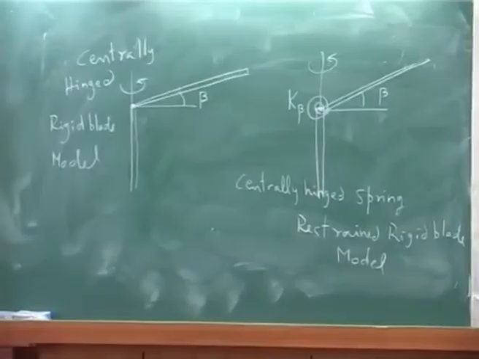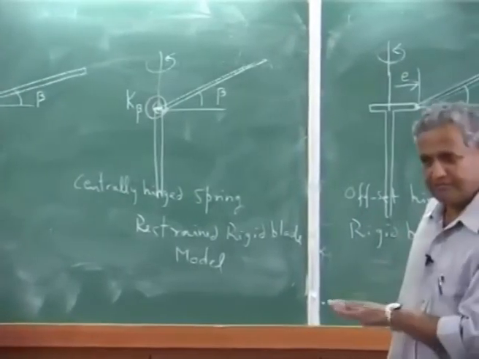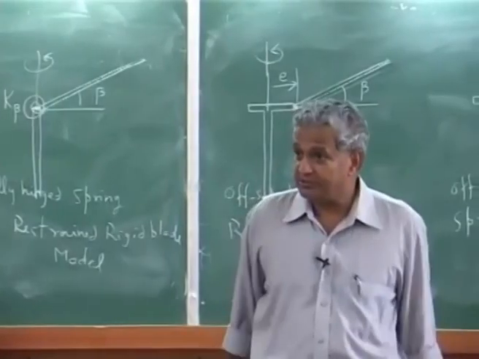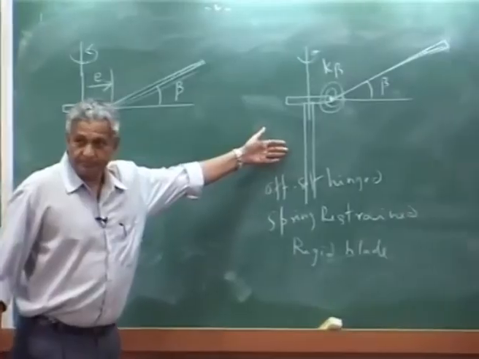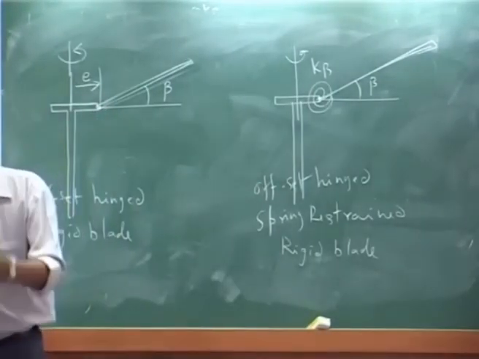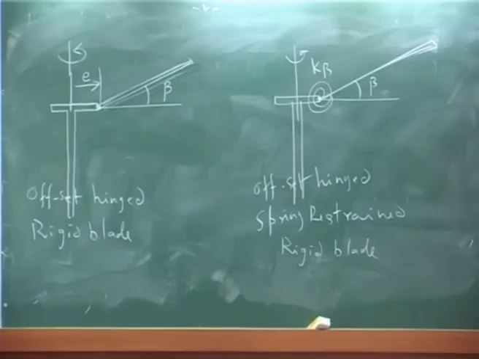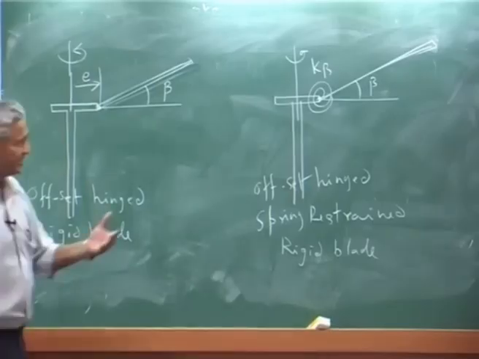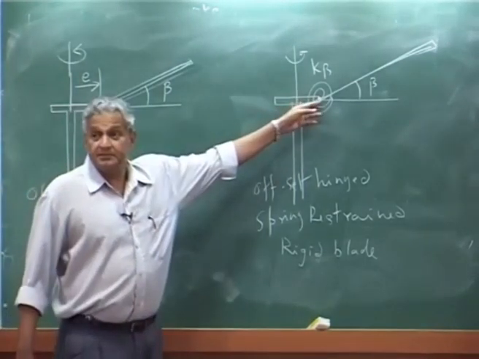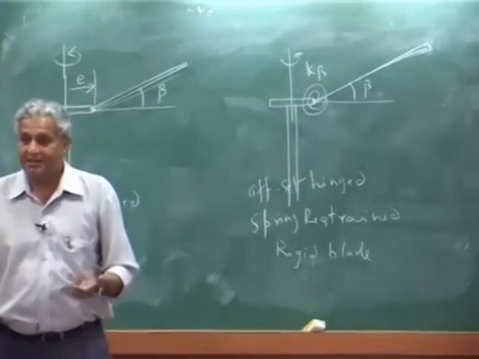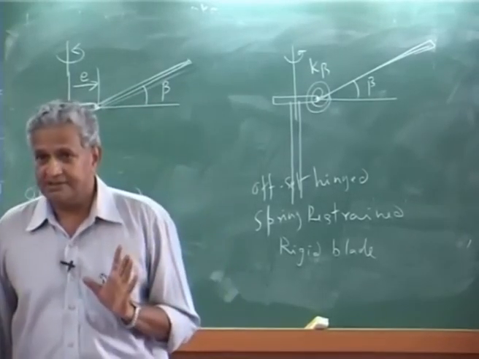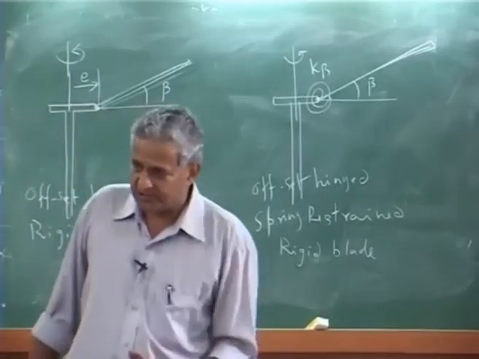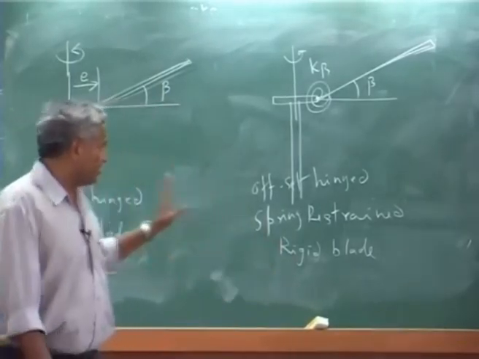It's an idealization. And this is good enough for most of the preliminary calculation. As a matter of fact, some of the industrial codes use only this. Because today, of course, people have added more things. But for earlier days, what was developed in the 60s, they were all using spring restraint, offset hinge, rigid blade, because that gives the physics here. Of course, it has its own limitations, but it is good as a model.